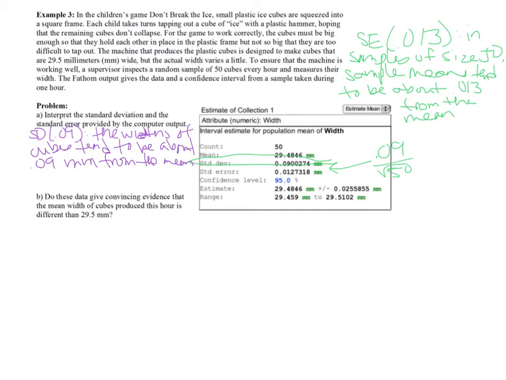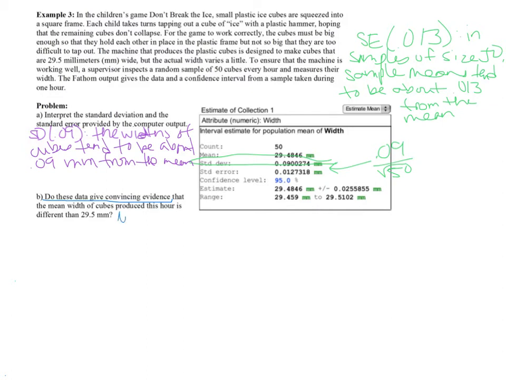Okay, so for part B, one thing I want you to notice here is that if you see something like, do these data give convincing evidence, or is there evidence of something, or anything along those lines, that is usually a sign that you have to use a hypothesis test. So let's go ahead and go through this. You're welcome to try the whole thing out on your own, or you can just follow along with me.